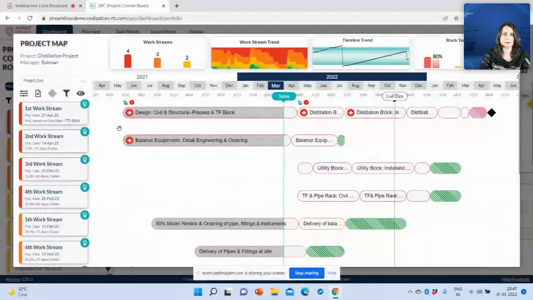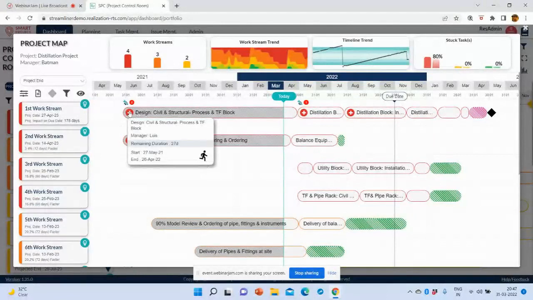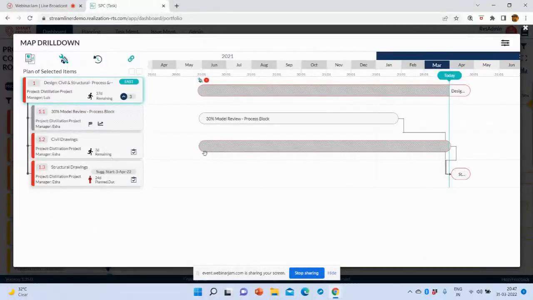Sure. So two things. One is, let's first get into the details. So this is going on for a very long time. It can be due to uncertainties, etc., other reasons. Doesn't mean it was planned for that long.